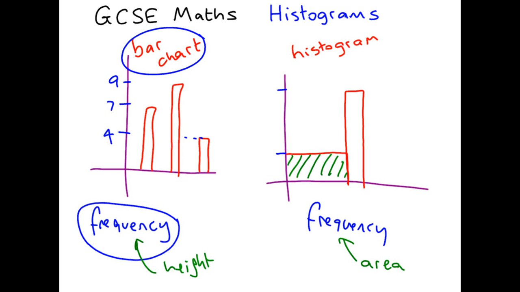So that means that it can't be frequency that goes up the side. Here it's frequency. Here it's something else, and we call it frequency density. Then going along the side is whatever you're talking about. It could be time, could be height, whatever. But what we usually focus on is how wide this is. So this is called the width.